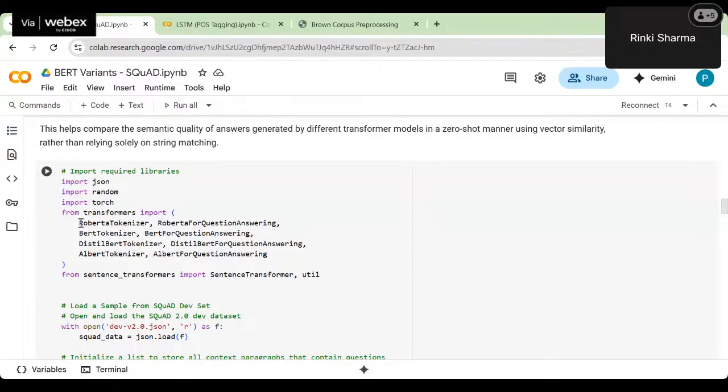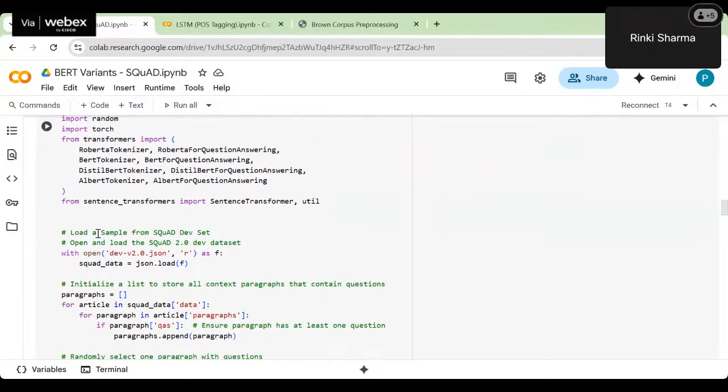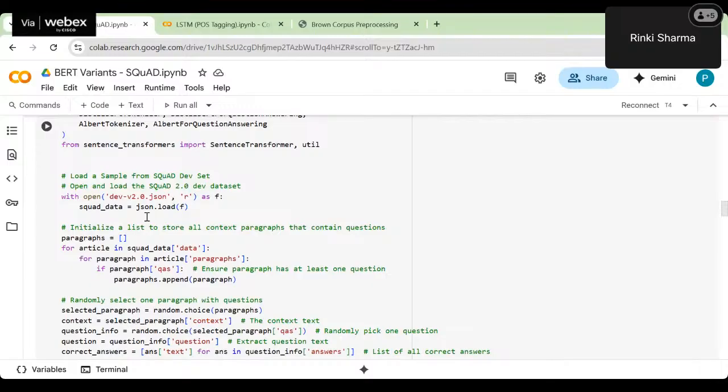So here we directly import these 4 models: the RobertaTokenizer, RobertaForQuestionAnswering, BertTokenizer, BertForQuestionAnswering, DistilBERT, and the AlbertTokenizer. These are the 4 considered tokenizers and their corresponding models that are already pre-trained for the question answering task. So we imported these 4 models. From sentence transformers, we import SentenceTransformer. Now we start with the test data, because there is no requirement for train.